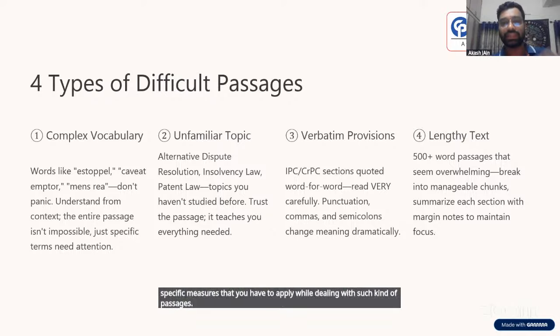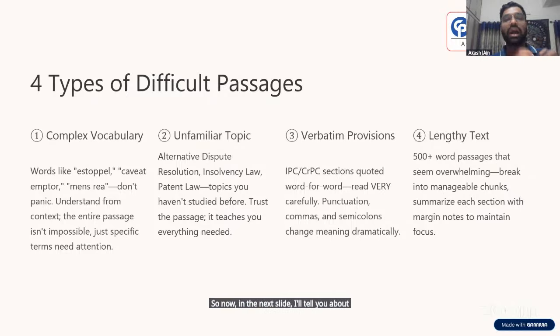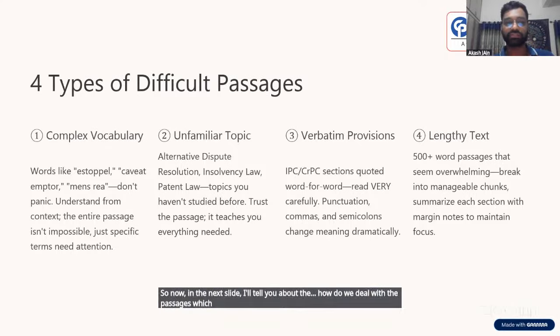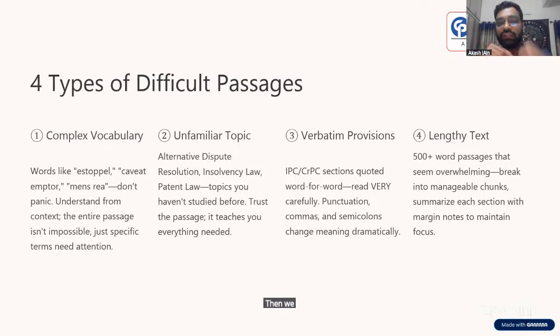So now, in the next slide, I'll tell you how we deal with the passages which have complex vocabulary. Then we'll talk about how we deal with passages which are based on unfamiliar topics.